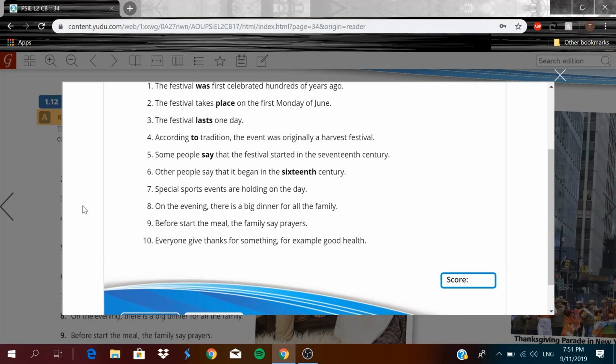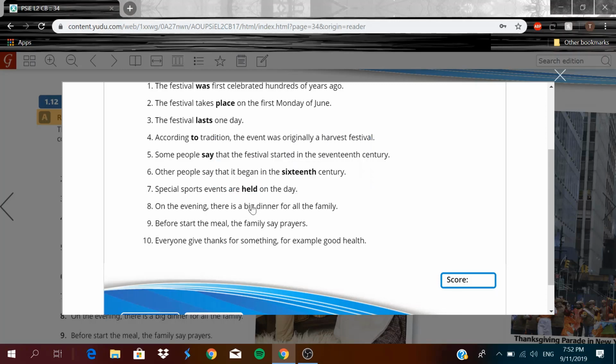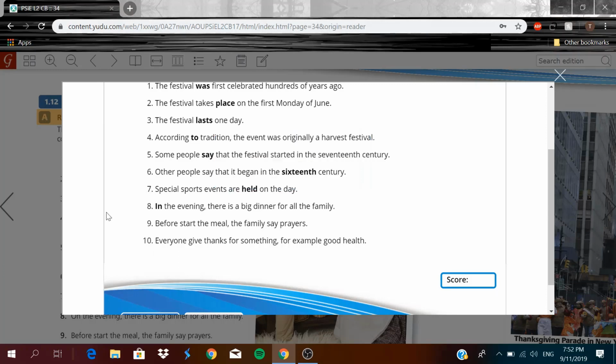Special sports events are holding on the day. What do you guys think? That's correct. Hold is wrong. We're in the past. So special sports events are held on the day, right? So holding is wrong. It's held. Okay? So special sports events are held on the day. Then we have 8. On the evening, there is a big dinner for all the family. So we don't use on with evening. Again, wrong time preposition. So it'll be in. Okay, let me write that I in capital. So, in the evening, there is a big dinner for all the family.